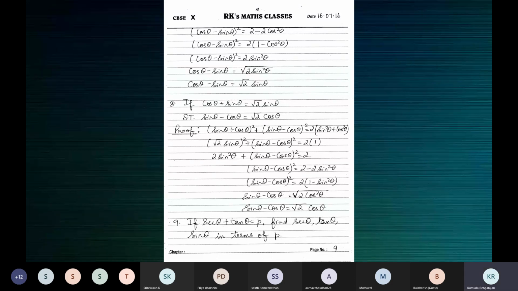All right, see the 9th one. If secant theta plus tan theta is P, find secant theta, tan theta, sin theta in terms of P.